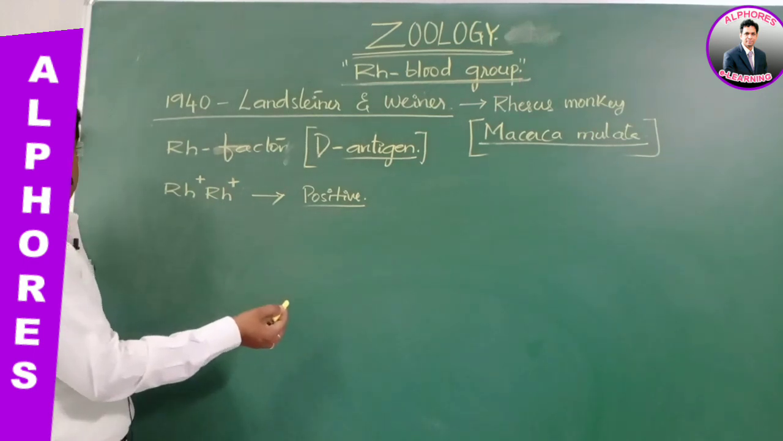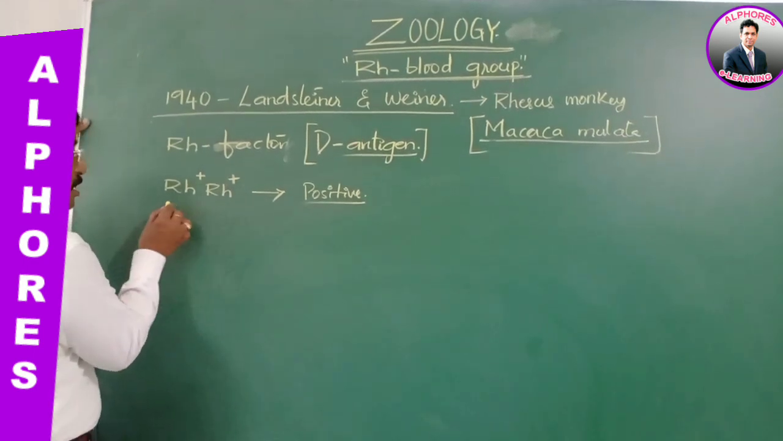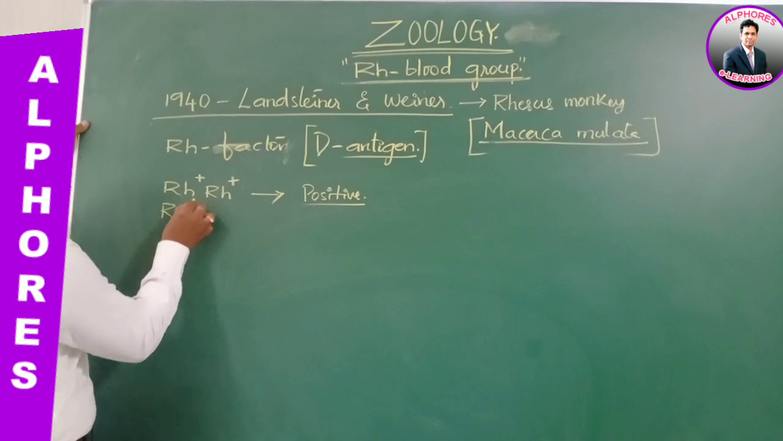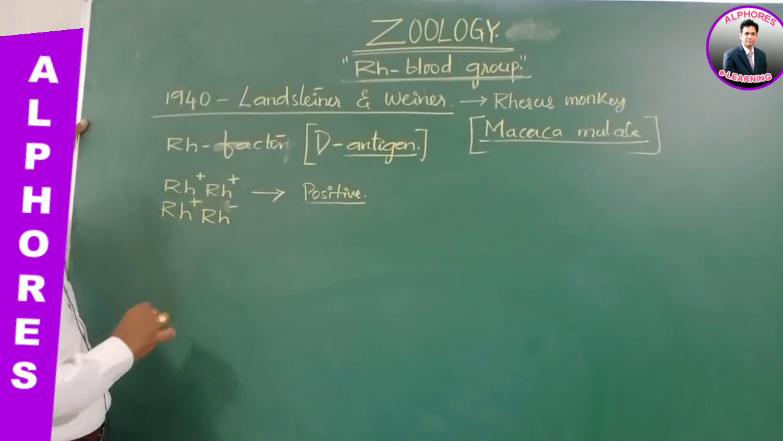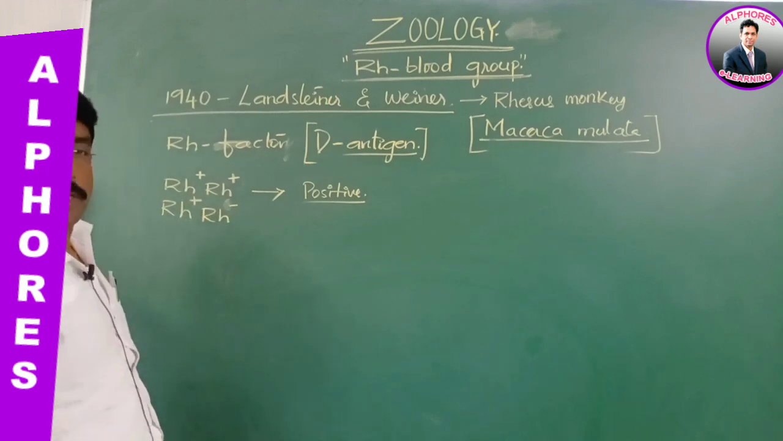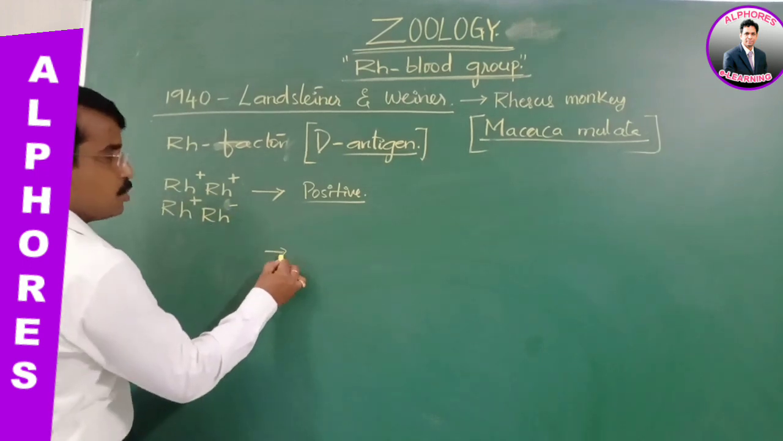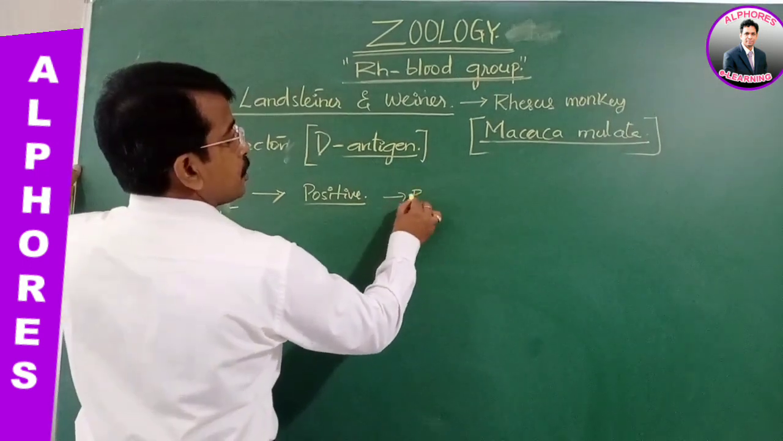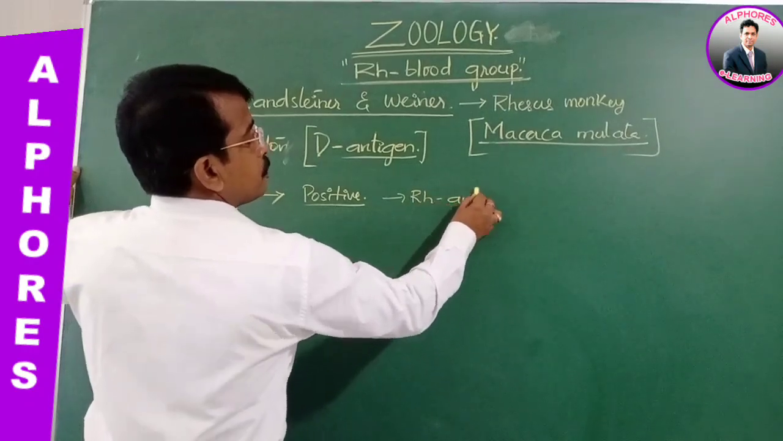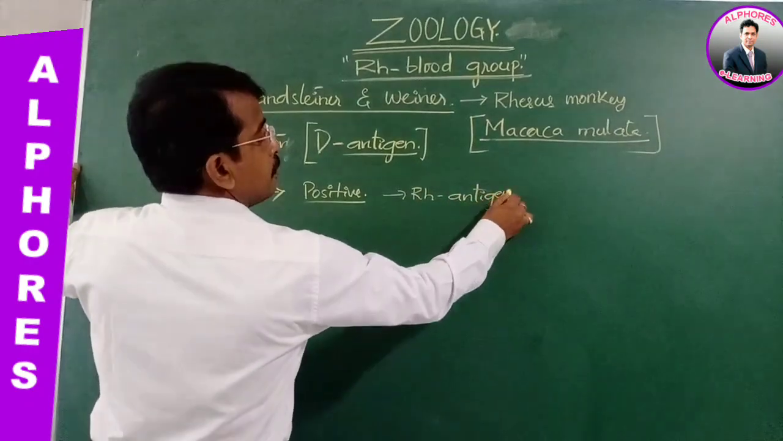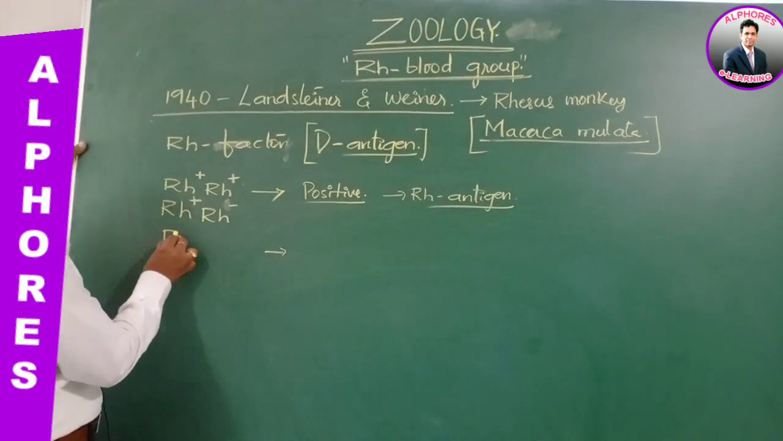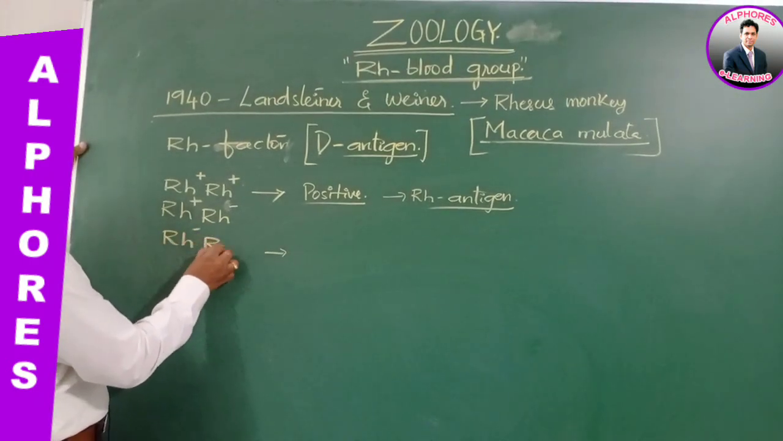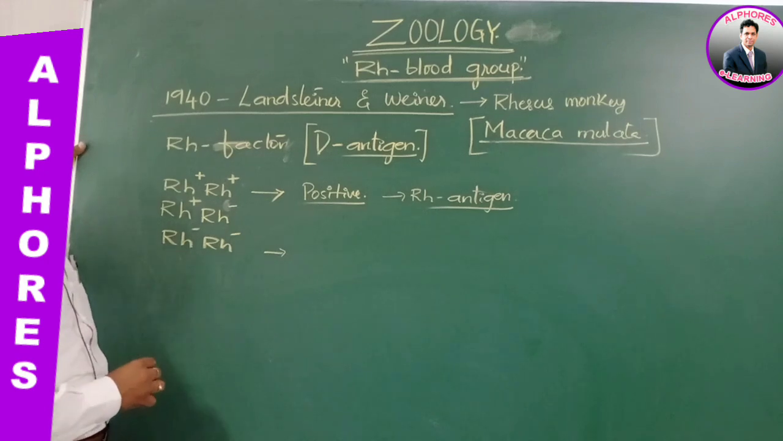A dominant is a positive. It can be in two statuses: one is Rh positive homozygous and the other is heterozygous. These individuals have the Rh antigen. The individuals who do not have the Rh antigen are denoted as Rh negative, or Rh minus.